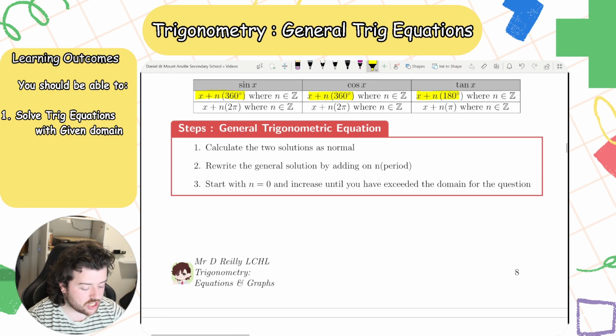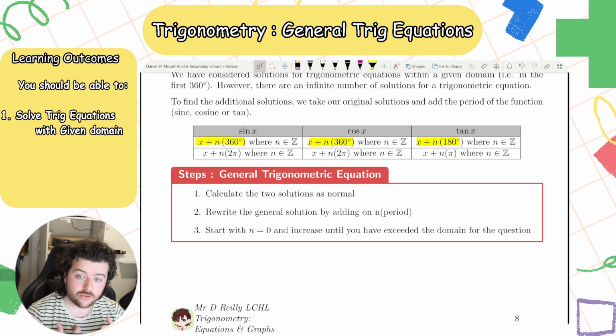So how do we solve a general trig equation? We calculate the two solutions as normal. Watch my previous video if you're unfamiliar with that. Then we rewrite the general solution by adding on the n period. So we find a general solution and then we get the angle on its own. Then we start with n is 0, and then we add n is 1, n is 2, n is 3. We keep doing that until all of my solutions are within my given domain.